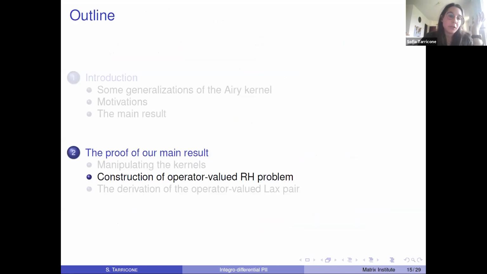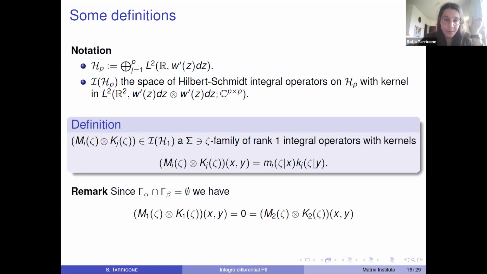So before going to state the Riemann-Hilbert problem, since it is an operator valued Riemann-Hilbert problem, I have to tell you in which operatorial space we are going to look for the solution, and we are going to define this Riemann-Hilbert problem. So to do that, I will introduce some notation. So HP will be this direct sum of Hilbert spaces, and I of HP will denote the space of Hilbert-Schmidt operators that act on the space HP with a kernel that has to stay in this functional space.